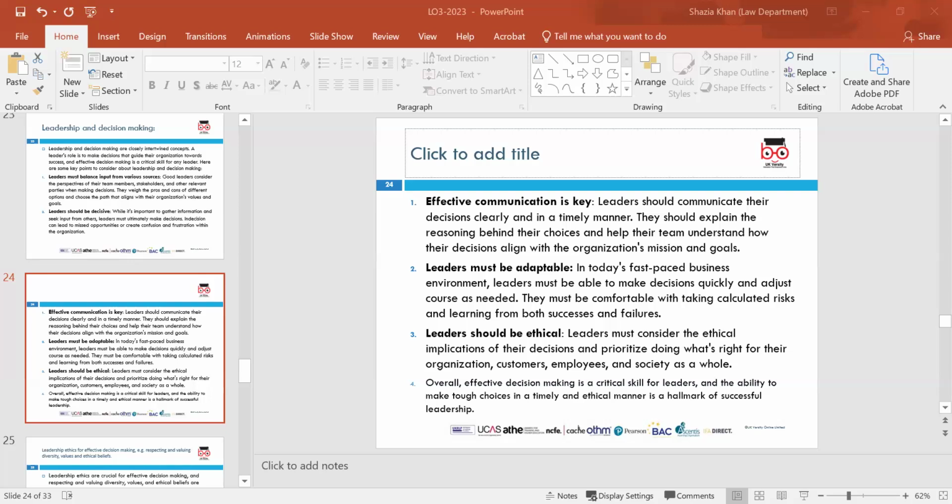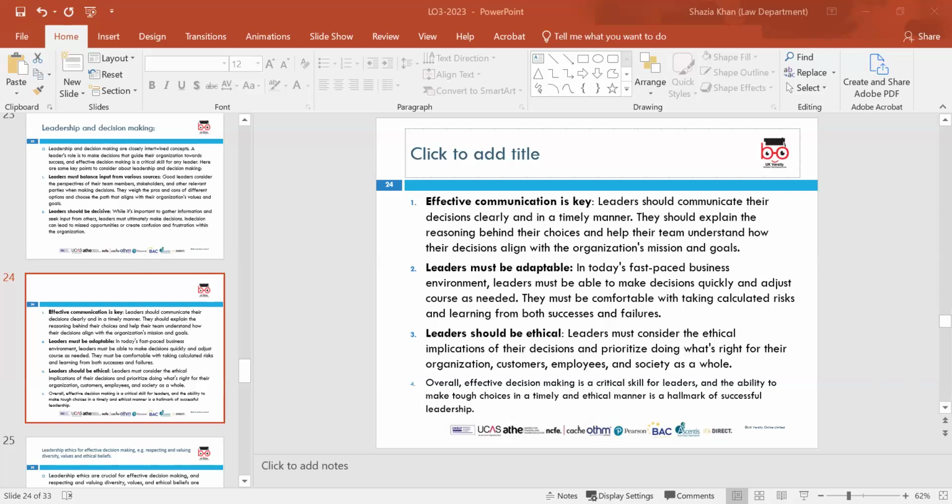As society is changing, as things are changing, leaders must be fast-paced, adapt to the change, and be quick on their feet when thinking about the decisions they make. They are there to make decisions on certain elements, and leaders should be ethical. Leaders must consider the ethical implications of their decisions and prioritize doing what's right for their organization, customers, and employees. Overall, effective decision making is critical for leaders, and the ability to make tough decisions. So, you need a good leader in place.